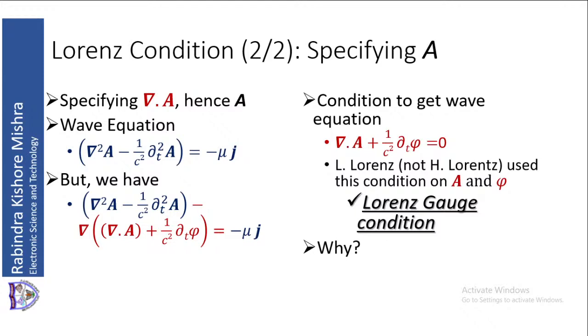Why do we use this? How did we get this? By using the freedom to choose a reasonable A. That freedom we have used, and divergence of A we have defined. If we define divergence of A in this manner, we get the differential wave equation, or the wave equation in A, and that is easy to solve. So we can solve for A. Once we solve for A, we can solve for phi.